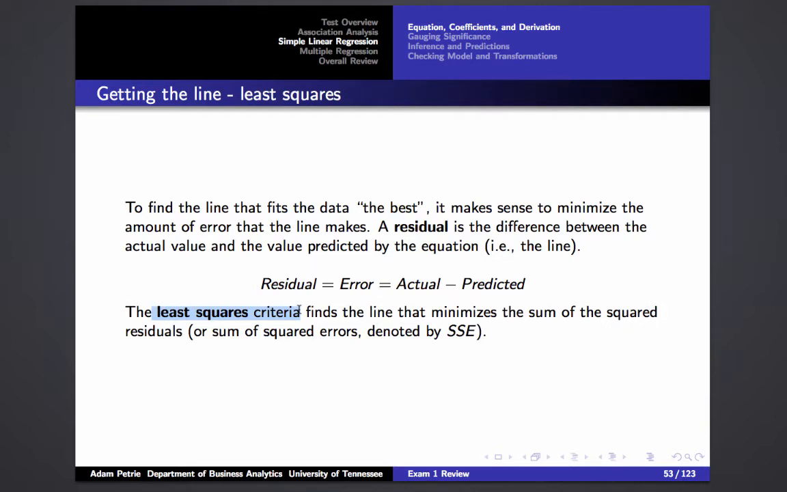Well, what the least squares criteria does is it wants to find the line that minimizes the sum of the squared residuals, or alternatively the sum of the squared errors. What's the residual? Well, that's the difference between the actual value in the data and the value predicted from the line, or in other words, the distance between the line and the actual individual. So if we square that value and then sum that up over all individuals, that's our sum of squared errors. The least squares criteria produces the line that has the smallest sum of squared errors.